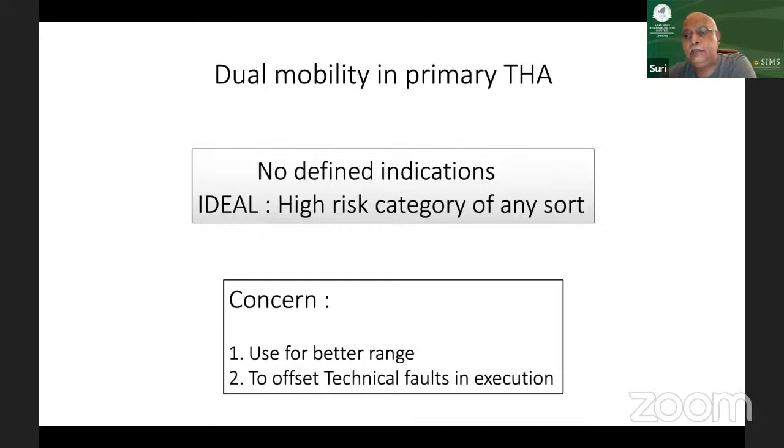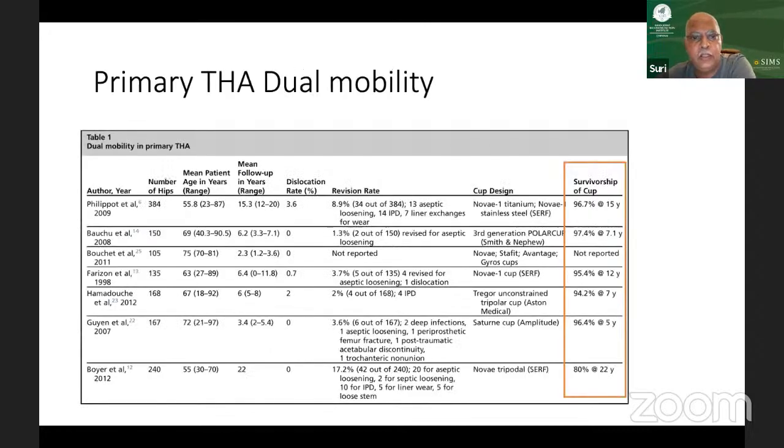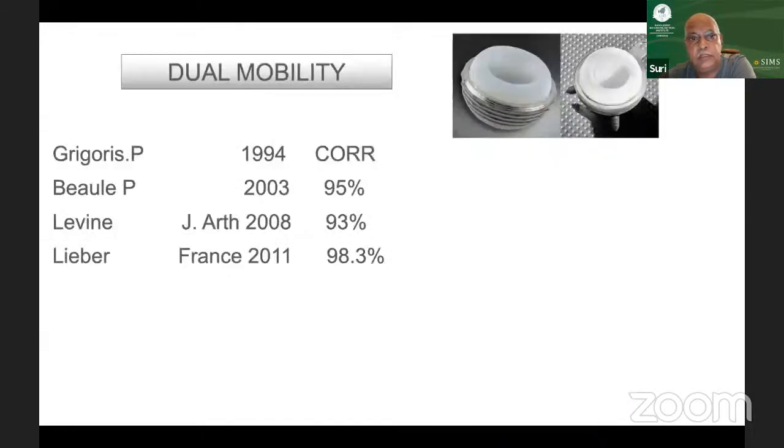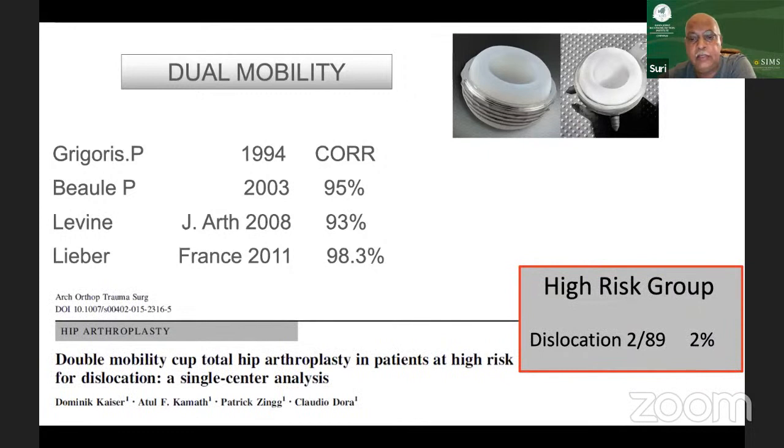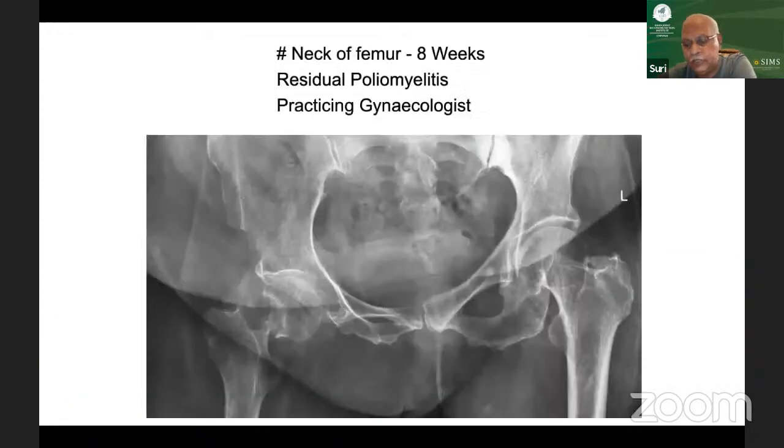And to offset technical faults, like I mentioned, that will seriously be an issue which we should not allow. Though, when well done in the correct situations and used for high-risk cases, the results are as good as the primary. So I think dual mobility does work very well in these cases. If you look at even the current publications, the results have been across 95 to 98%. So in high-risk patients, I think it's a great indication. One cannot discount it. Just a couple of examples to round up this talk.